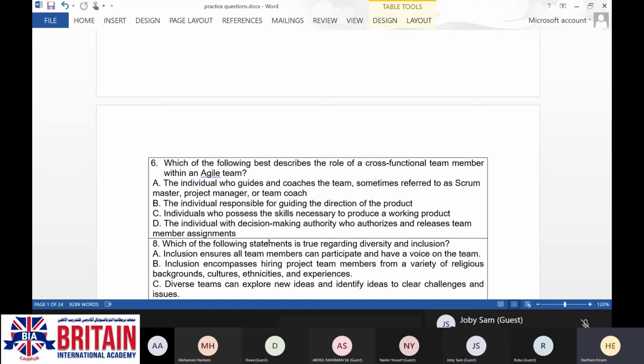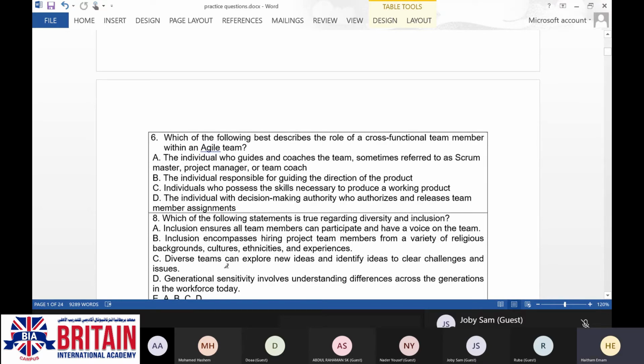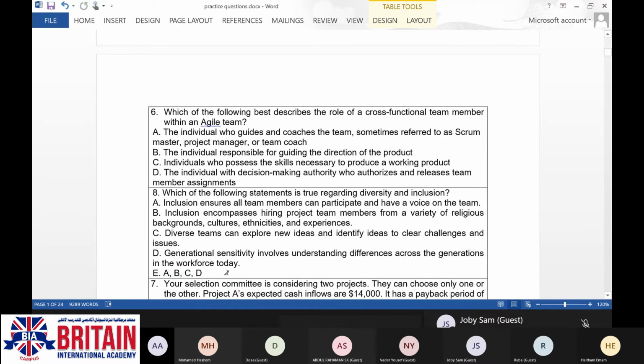Number 8. Which of the following statements is true regarding diversity and inclusion? We have A, B, C, D, and also E. Let me ask Nader, what do you understand from this? What do we understand from what we mean by diversity and inclusion?